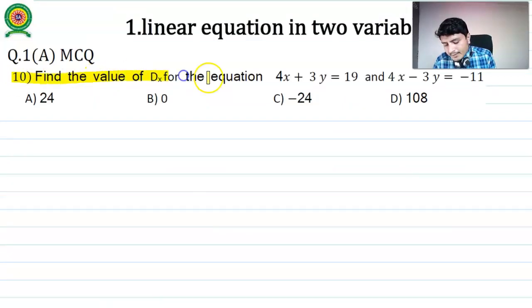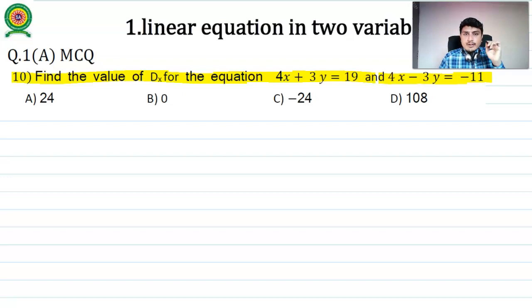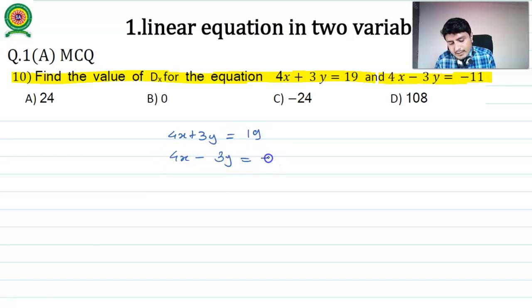We have to find the value of Dx for the equations 4x plus 3y equals 19 and 4x minus 3y equals minus 11. So the given simultaneous linear equations in two variables are of the form 4x plus 3y equals 19, and 4x minus 3y equals minus 11. Now to evaluate the value of Dx, ultimately we have to use Cramer's rule to solve the given simultaneous linear equations in two variables.